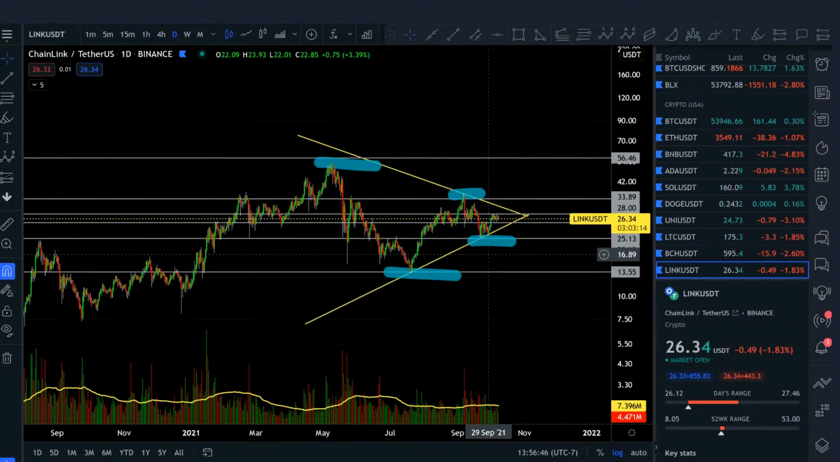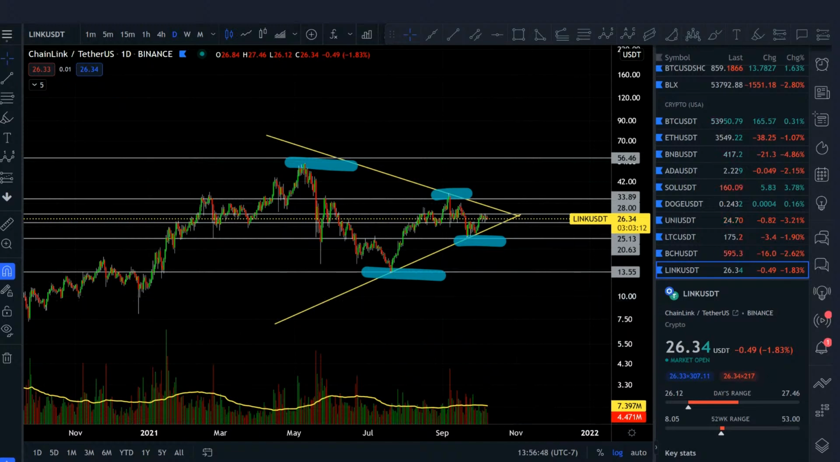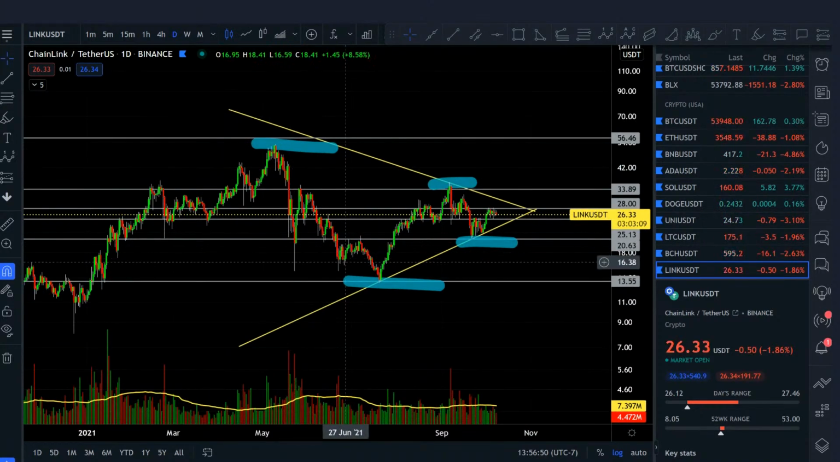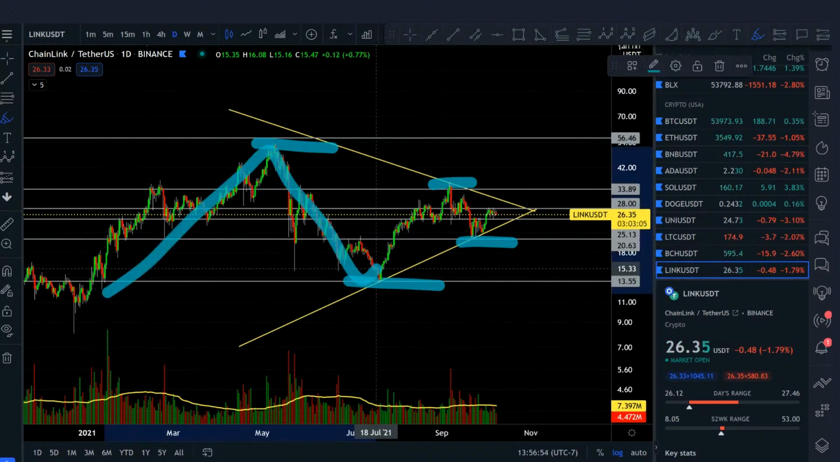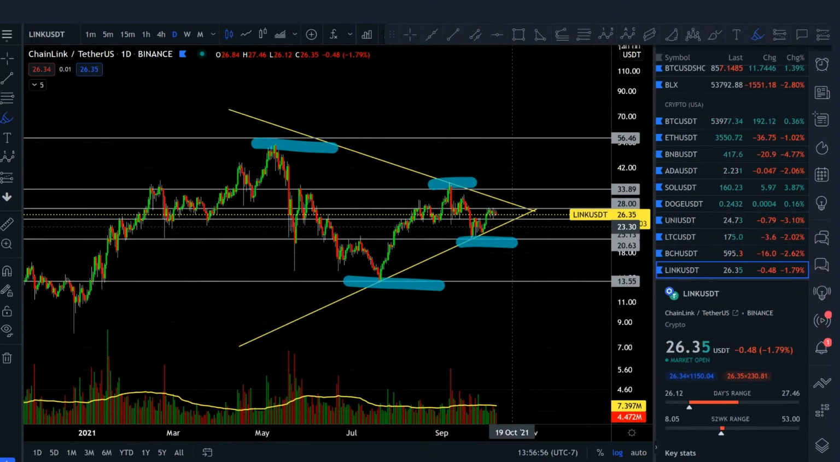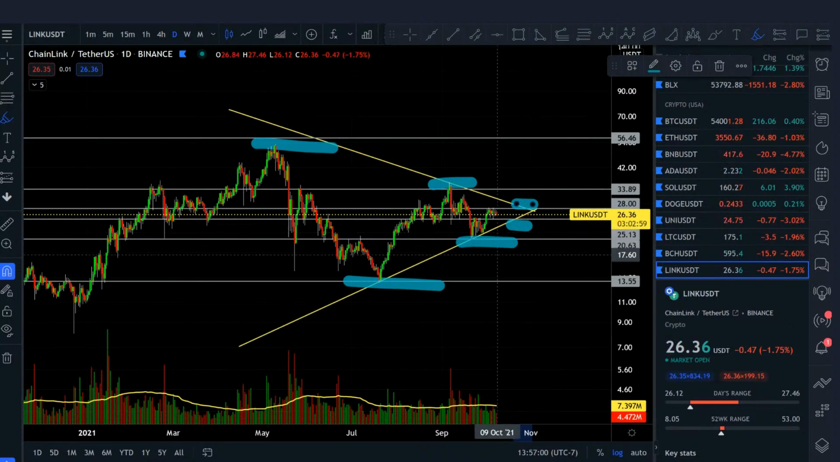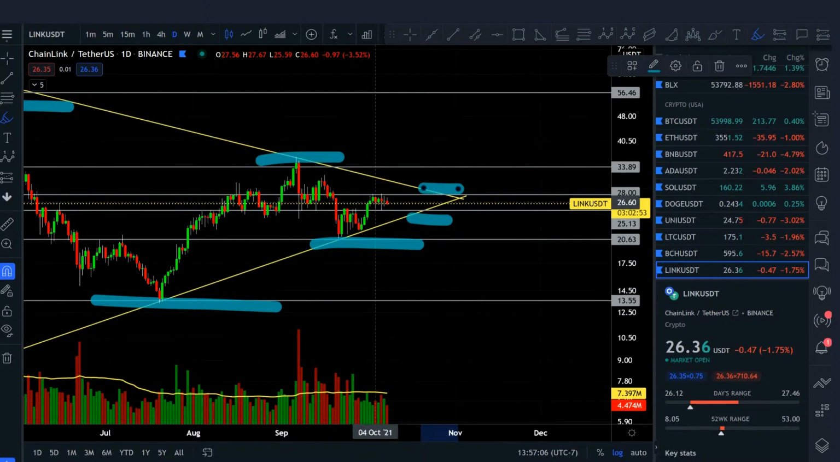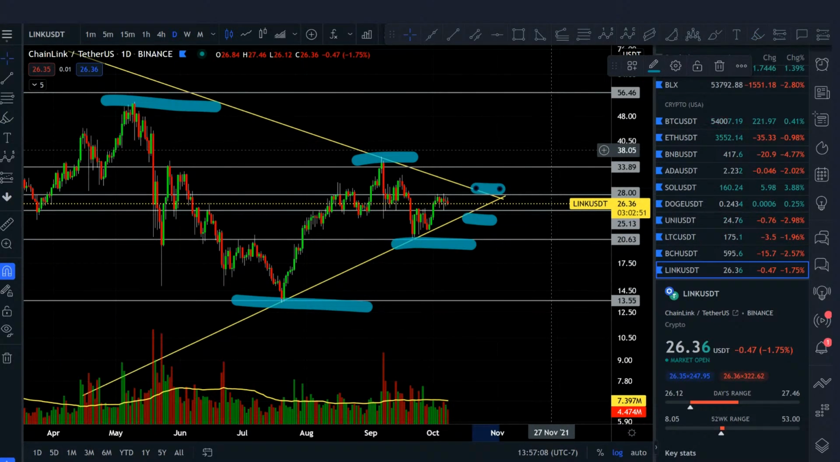Link, again, very, very similar. I don't have to draw much more here. It's the same concept of consolidation, equilibrium, tightening, a symmetrical triangle on a daily like that. So again, the $24 and $29 are our two price levels that we're watching for. And we can see a little bit of fading down on the day chart on the price.